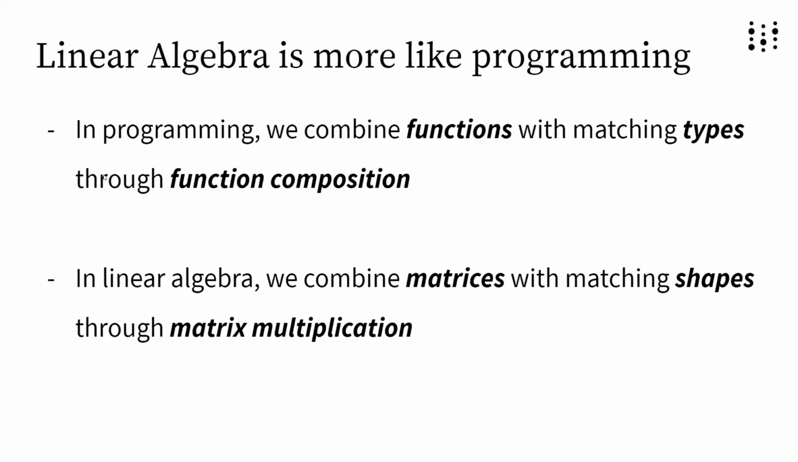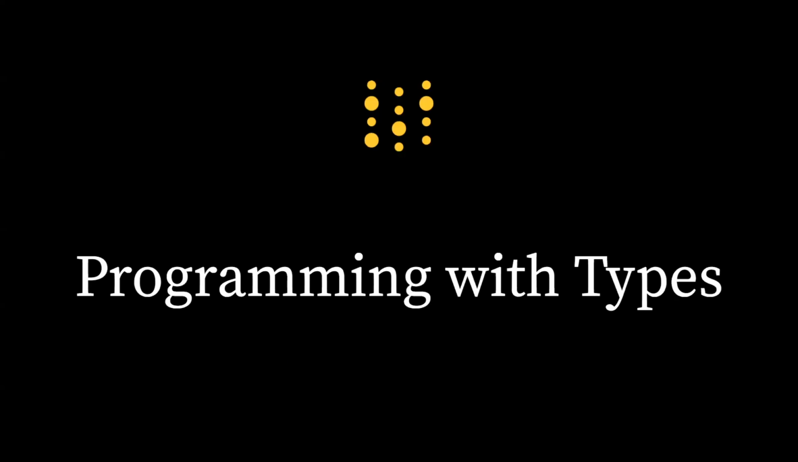So in programming, we combine functions that have matching types through function composition, and we use those to create programs. In linear algebra, we combine matrices with matching shapes through matrix multiplication, and we use those to create more matrices. So this is the style of programming that I'm thinking about here. It isn't the sort of object-oriented programming.